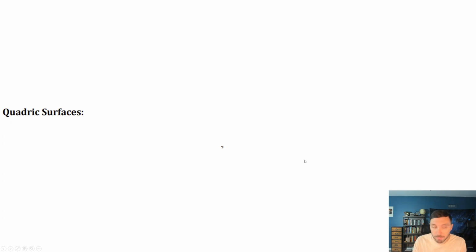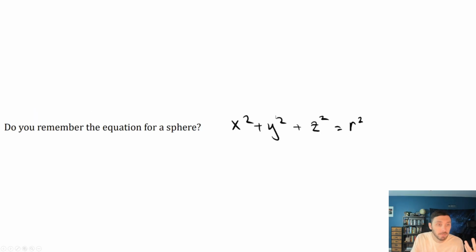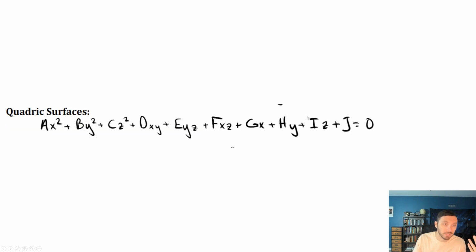There are a few more, though. So I want to define what a quadric surface is generally. It's got to fit the mold of this monstrosity. It looks like a crazy equation. It's kind of not. A lot of these will be 0 in practice. So for the equation of a sphere, you see only squared terms. Anything that isn't a squared term, all these, are 0, and then you have the constant.